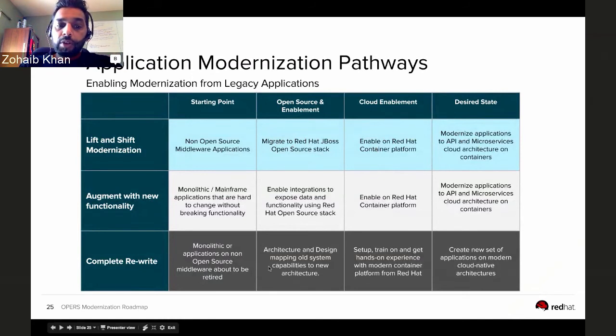And similarly for the rewrite, chances are that you are dealing with a monolith or mainframe type of application that is about to be retired. We will work with you to develop the feature parity, the list of features, and develop a capability mapping from where you are to where you want to go. We will then set up a hands-on workshop so that you can actually decide which open source technologies you want to go forward with. And part of that is to develop cloud native applications as part of your effort.